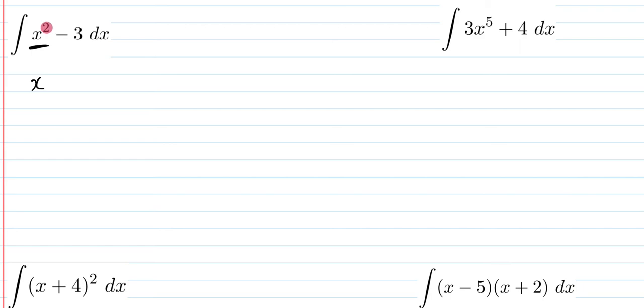If I want to plus 1 to my power here, I'm going to get 3. I'm going to then divide by that new power. Then I'm going to get minus.